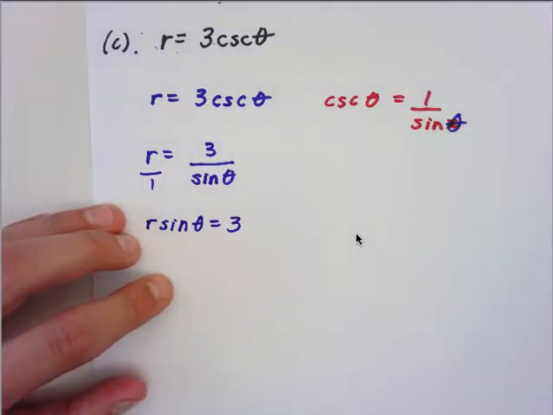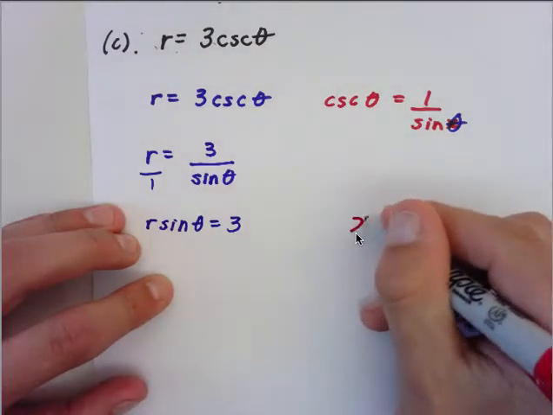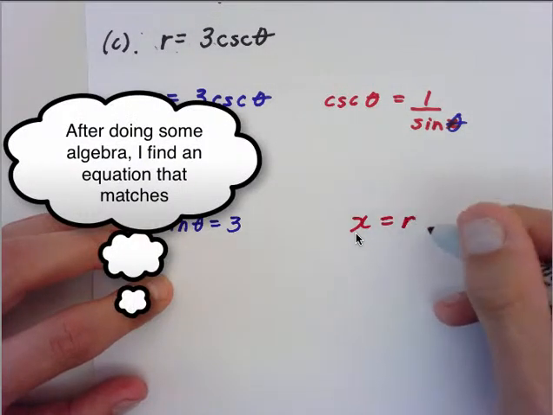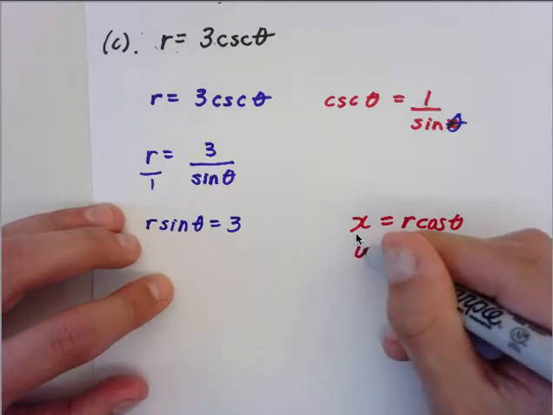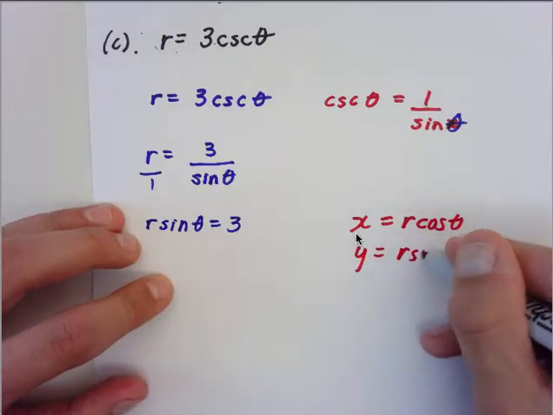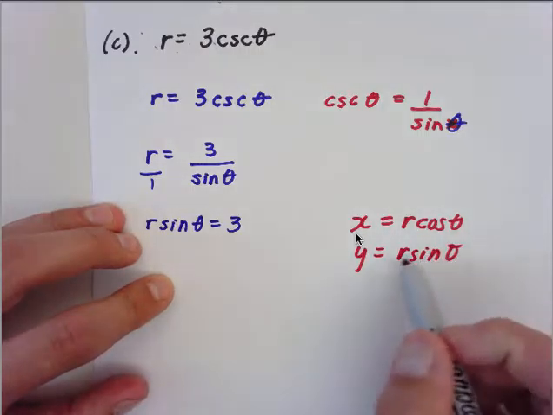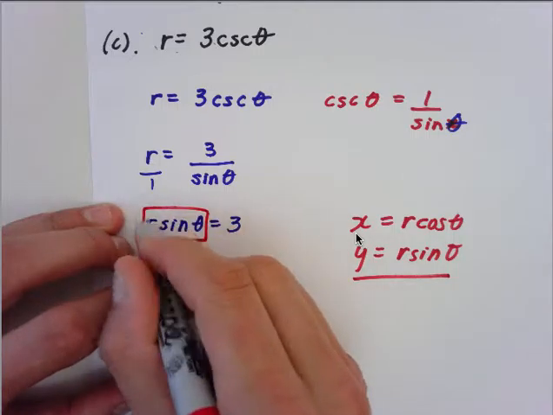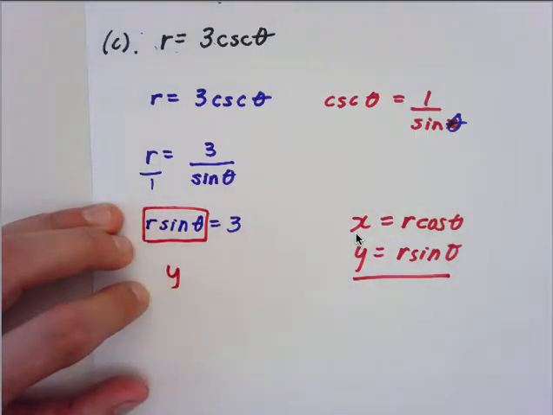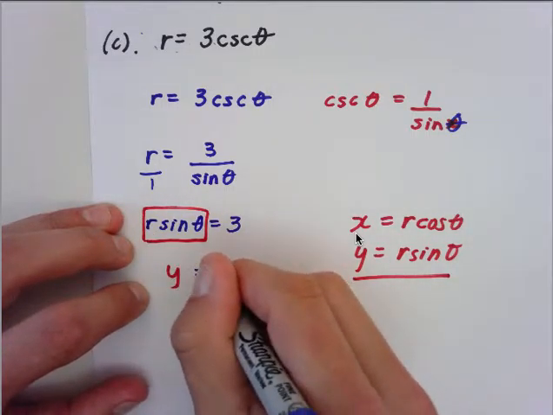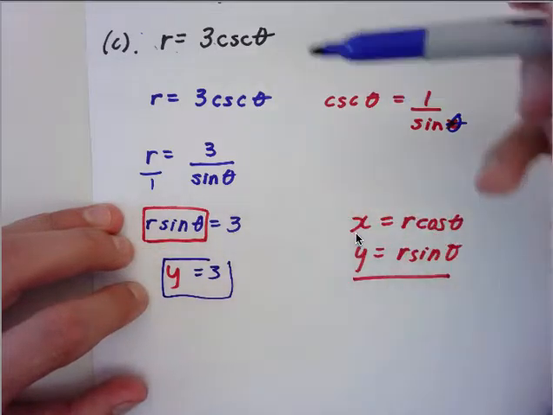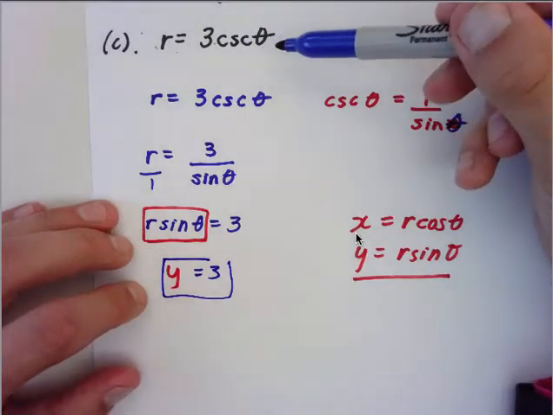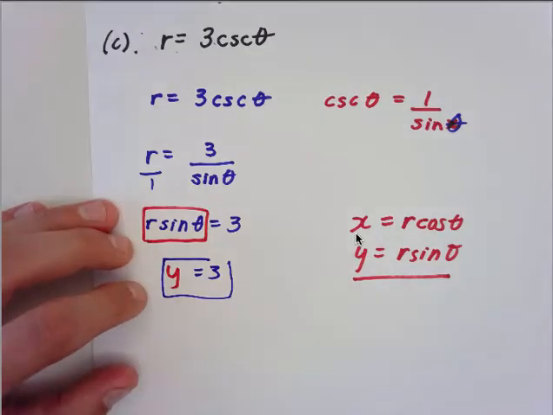Now remember that if we look back at the beginning, one of those equations we had is that x equals r cosine of theta, and y equals r sine of theta. So this is the equation that we're going to use. We're going to substitute for this y. So we're going to have y equals 3. So that's the line that represents r equals 3 cosecant theta.